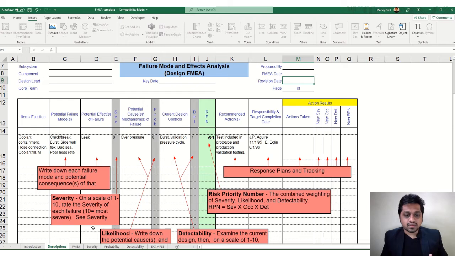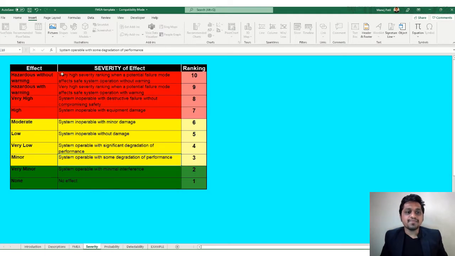So here you could see the effect and the severity of the effect, and the ranking. Hazardous without warning means something is happening and it is not even giving any kind of alarm. If this is the case, you should rank it 10, because it is the highest priority. We are not getting any kind of alarm from the machine, and that may lead to a very dangerous accident also. So that's why we rank it 10.